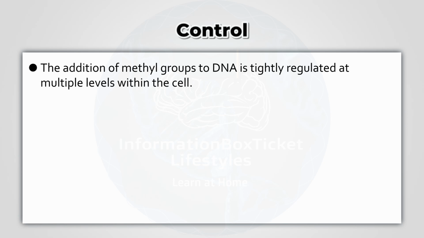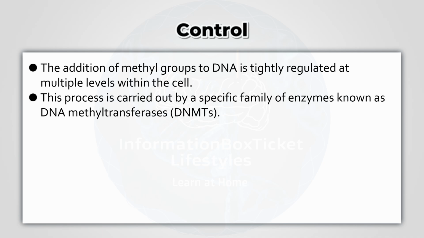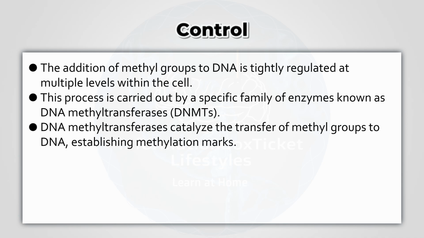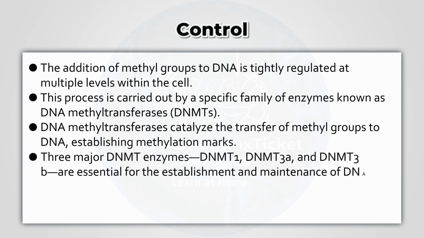Control. The addition of methyl groups to DNA is tightly regulated at multiple levels within the cell. This process is carried out by a specific family of enzymes known as DNA methyltransferases, DNMTs. DNA methyltransferases catalyze the transfer of methyl groups to DNA, establishing methylation marks. Three major DNMT enzymes, DNMT1, DNMT3A, and DNMT3B, are essential for the establishment and maintenance of DNA methylation patterns.